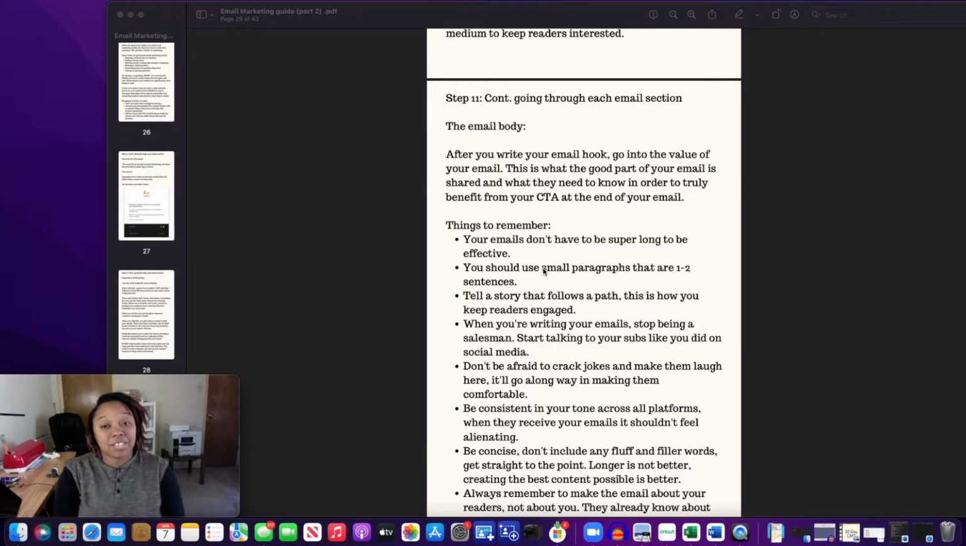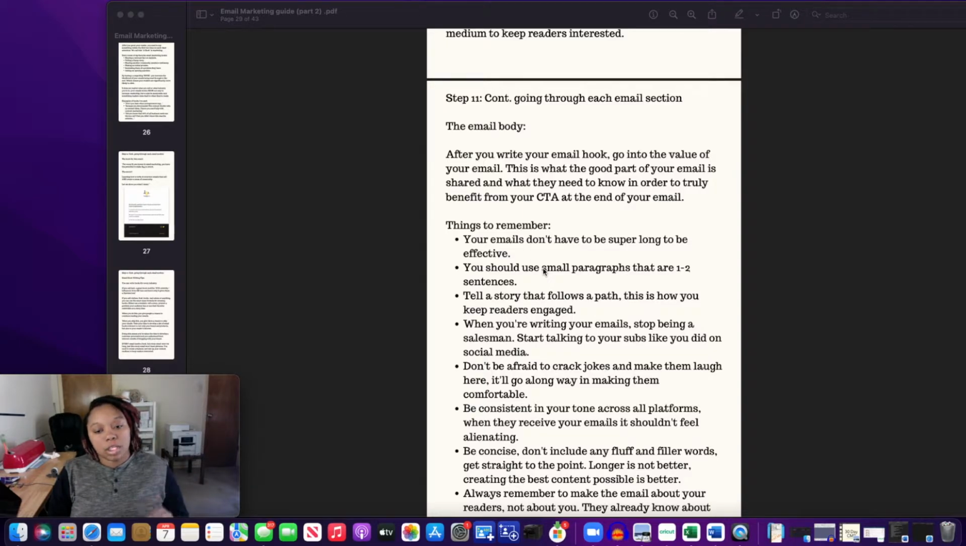Also, don't be scared to crack jokes. Just because you email somebody does not mean that you cannot make them laugh. This is a great time to share memes, to share GIFs, to crack jokes that are relevant to your niche and your industry. There are jokes inside of every niche and every industry. And if you can make people laugh, you'll make them feel a lot more relaxed and even get them looking forward to opening your emails.